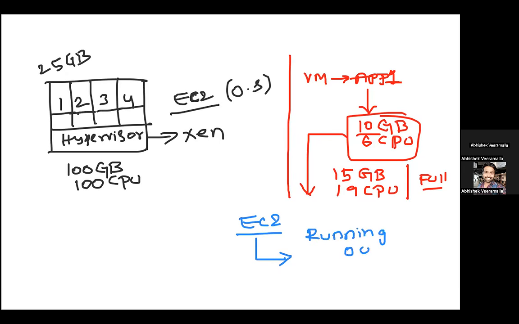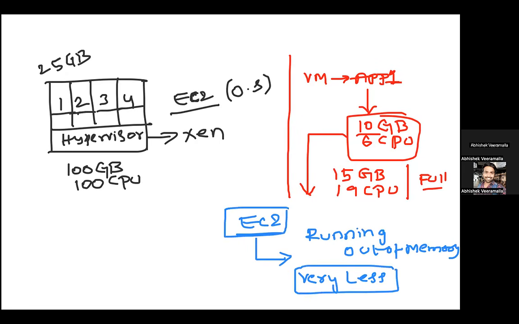How many times, if it is running out of memory, did you see this error? Very less, right? I think most of the people must not have seen this error, that your EC2 instance is running out of resources. Even if it is running out of resources, you must have seen it a very small number of times. That means most of the time you are using this EC2 instance with very less resources, and you are wasting a lot of resources.